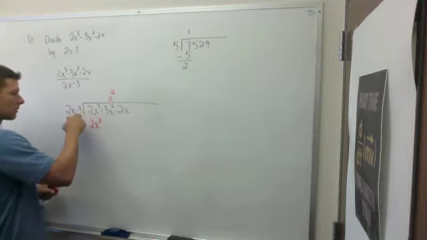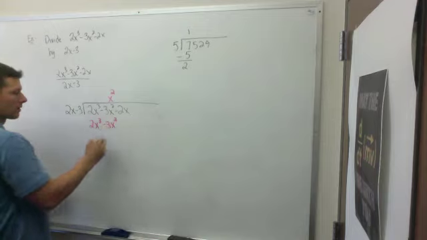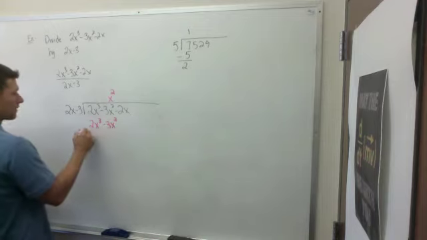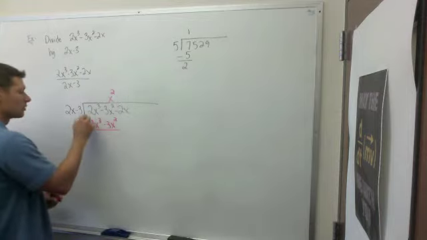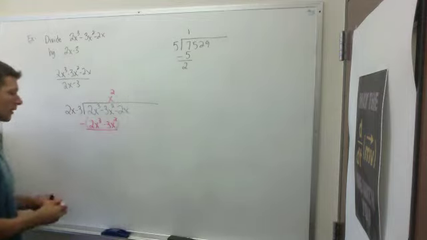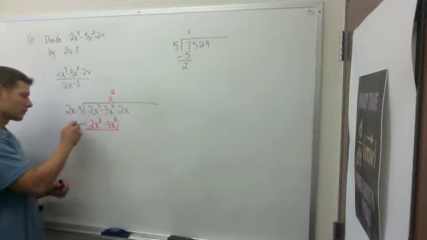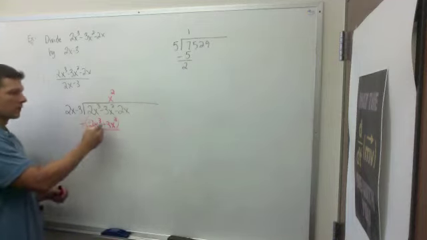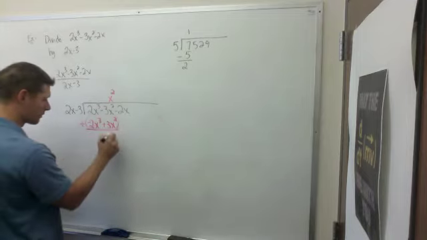X squared times negative 3 is negative 3x squared. Correct? And what I do downwards is I subtract. Just like here, I subtract. Make sure when you subtract, you subtract the whole thing. So when I subtract the whole thing, we have to distribute. This becomes plus, negative, plus. Now I add down, and I get the remainder 0.